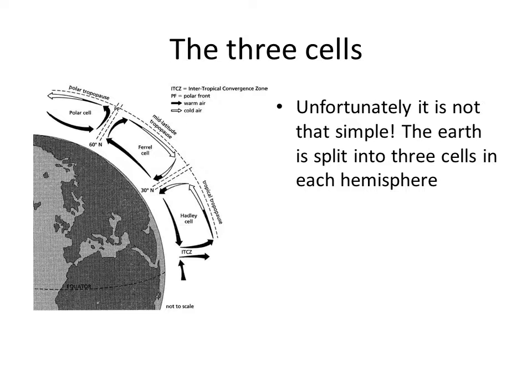The first cell is known as the Hadley cell, which is between 0 to 30 degrees latitude, and the second cell is known as the Ferrel cell, which is between 30 degrees to 60 degrees latitude, and the last cell is known as the polar cell, which is between 60 degrees to 90 degrees latitude.